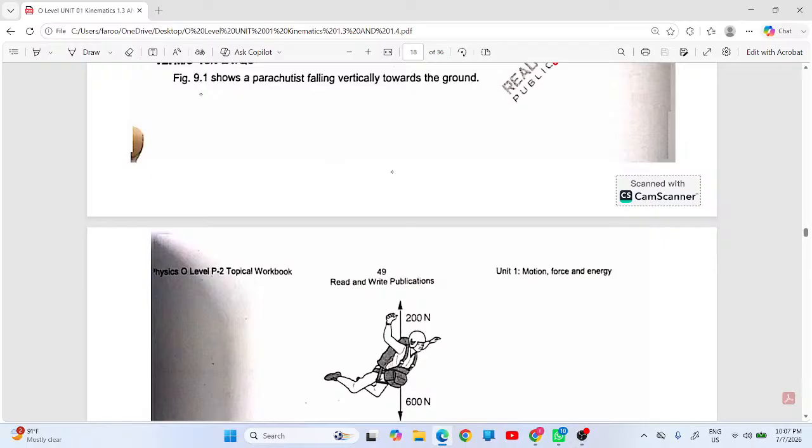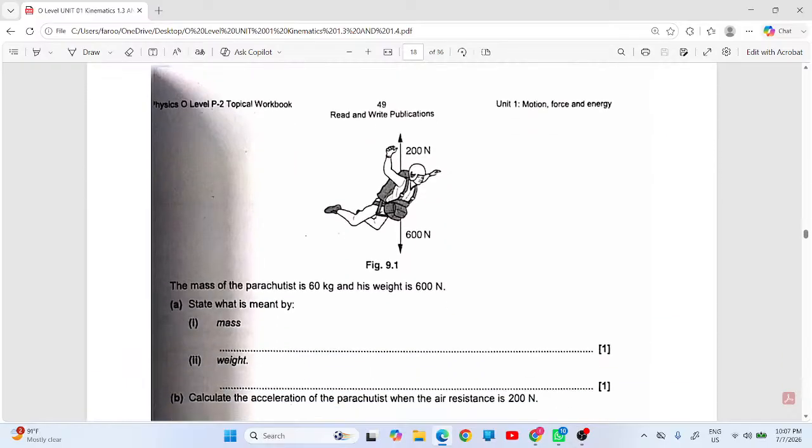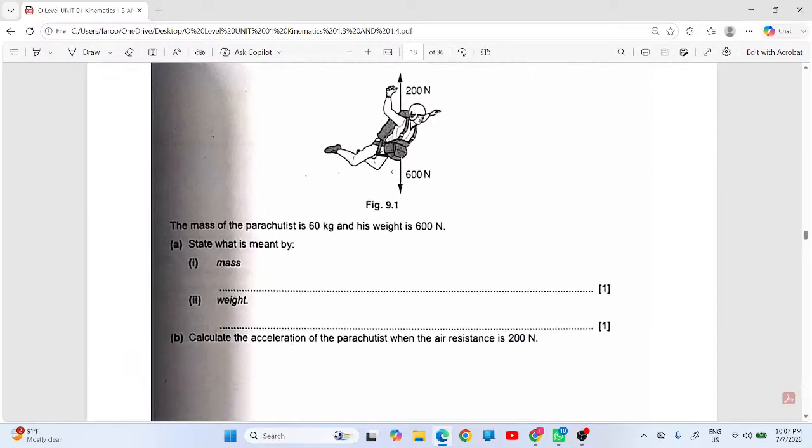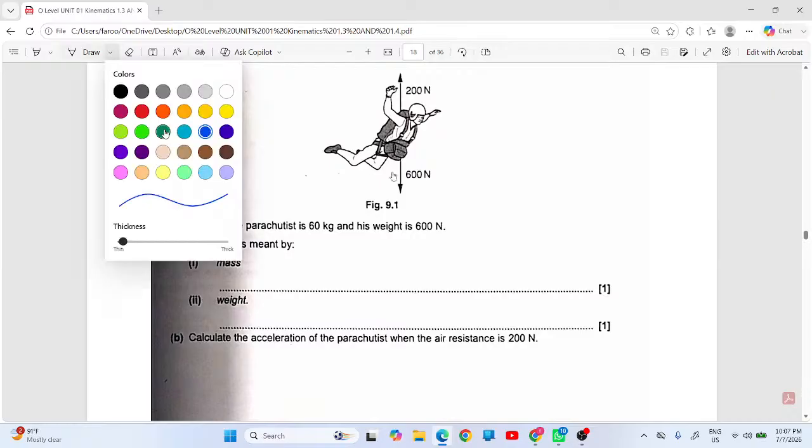Question number 12. Figure 9.1 shows a parachutist falling vertically towards the ground. The weight is acting downward and the resistive force is 200 Newton. The mass of the parachutist is 60 kg and his weight is 600 Newton. State what is meant by mass. So how can you define mass?